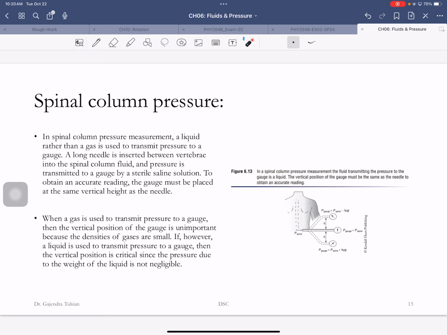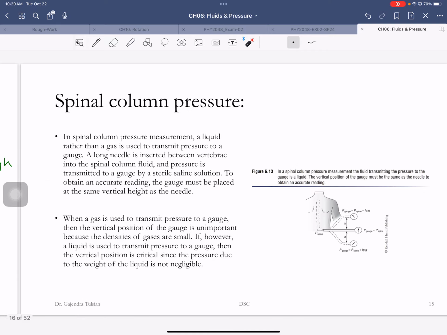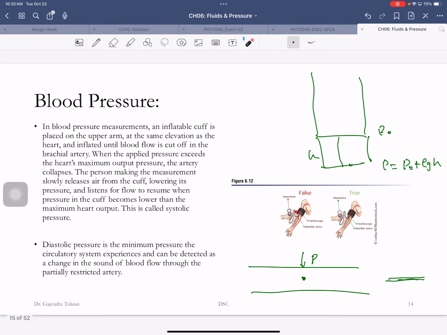All right, so when you measure blood pressure, what you're doing is pumping air. Air doesn't weigh too much, so this gauge can be anywhere. It won't matter whether you're holding the gauge here or there. The location of the gauge doesn't matter.